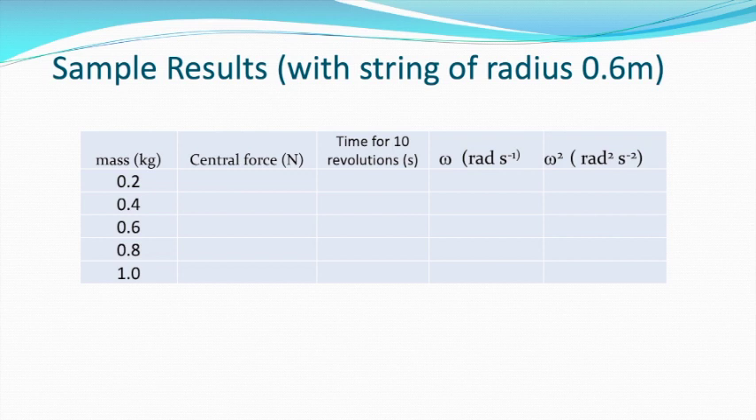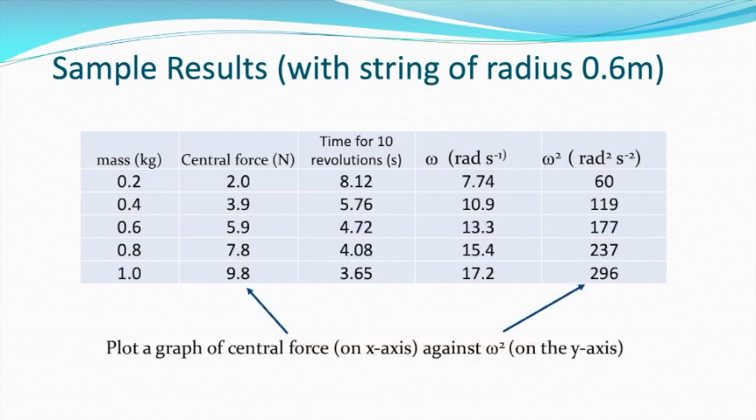Right, here are my results. There's the central force. It's just the weight of the mass in each case, W equals mg for each of them. There's the time for 10 revolutions for each of those masses. Then worked out omega. Omega was 20 pi over t, because it was 10 revolutions, 2 pi radians per revolution. We then squared omega to get omega squared.